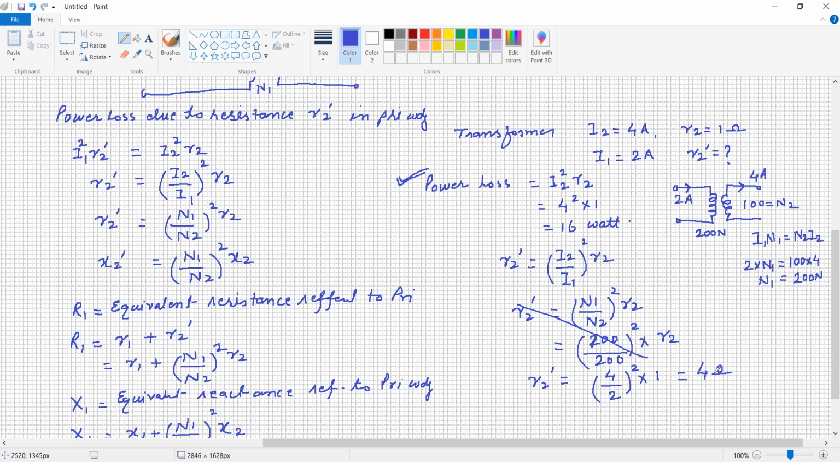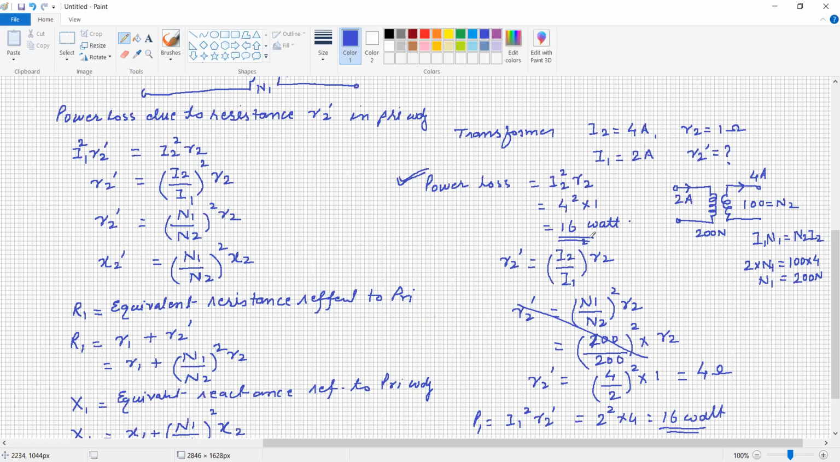Okay. So what would be the power loss? Power loss when it is referred to the primary side. So power loss is equal to I1 square R2 dash, which is equal to 2 square multiplied by 4. So it's 16 watt. So we found that the power loss in the secondary winding resistance, when it is referred to the primary side, will give the same loss.